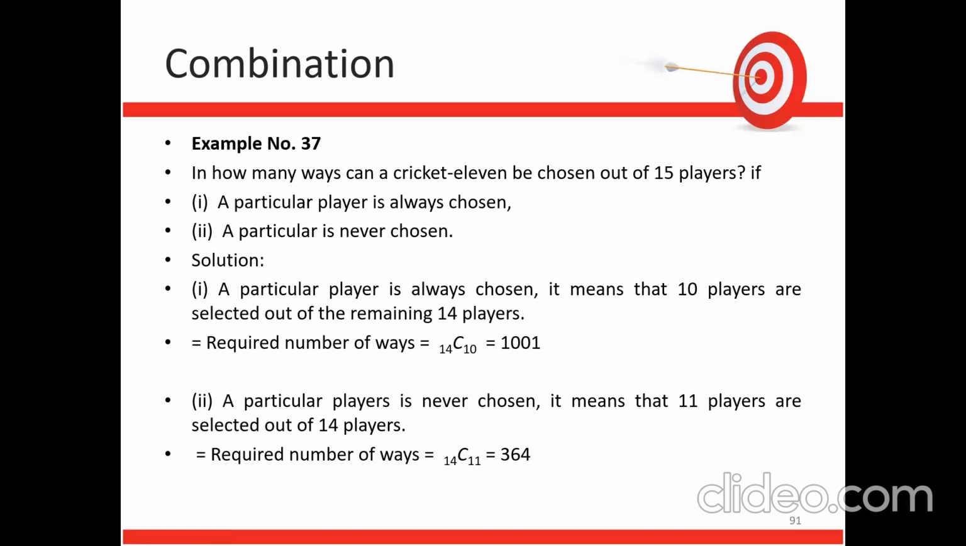So 2, a particular player is never chosen. Cricket is 10 ang players yan. A particular player is never chosen. It means that 11 players are selected out of 14. So the required number of ways is equal to 14C11, which is 364. Tama, kasi di nakasama yung isa.